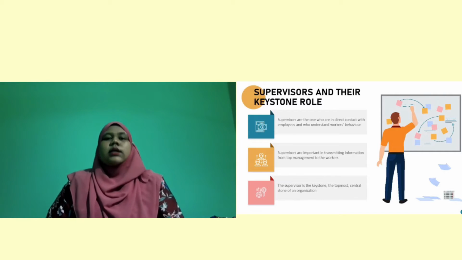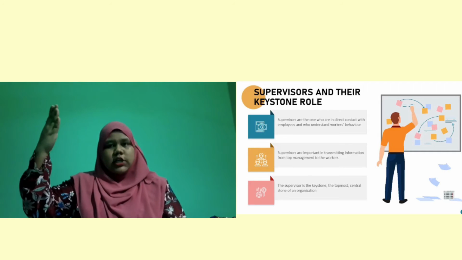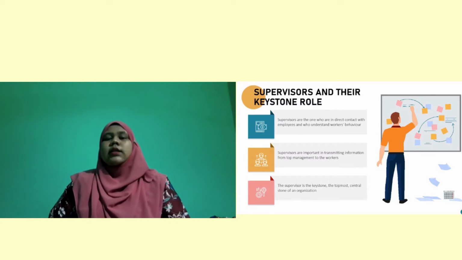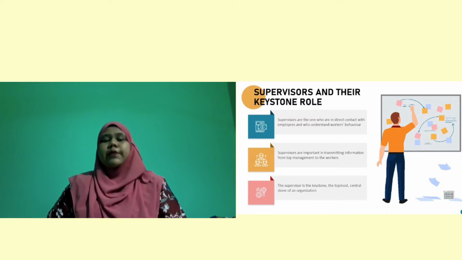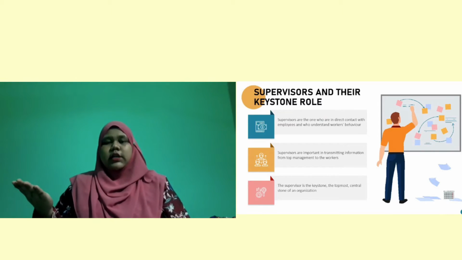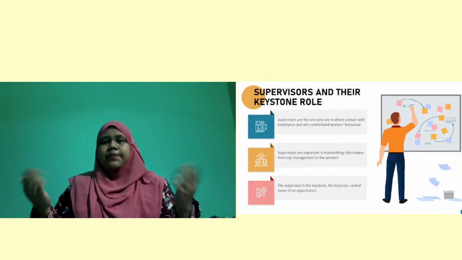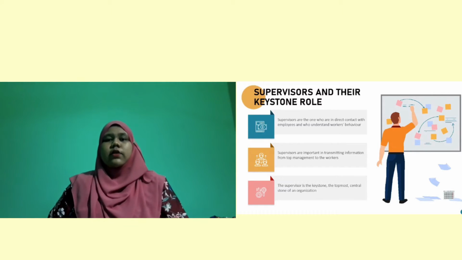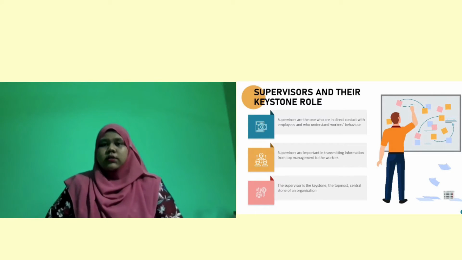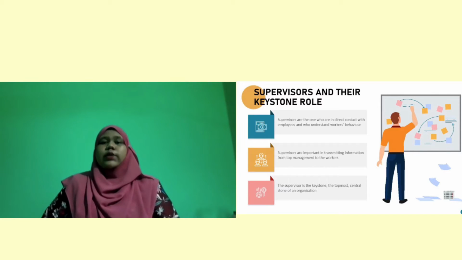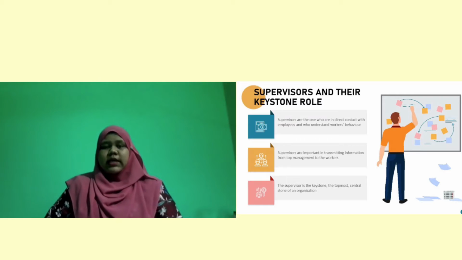Other than that, the supervisor is the one who transmits information from the top management to the employees. They are the ones who receive pressure from both parties, top management and employees, to ensure the smooth running of the organization's operations. Therefore, the supervisor is an important element of an organization. They are the keystone, the topmost and central stone of an arch. Without a keystone, an arch will collapse, and the same goes for an organization without a supervisor.